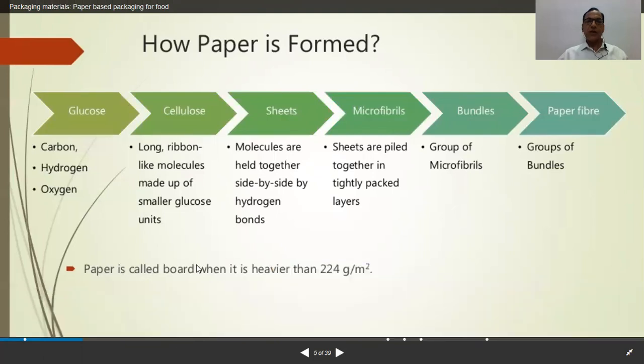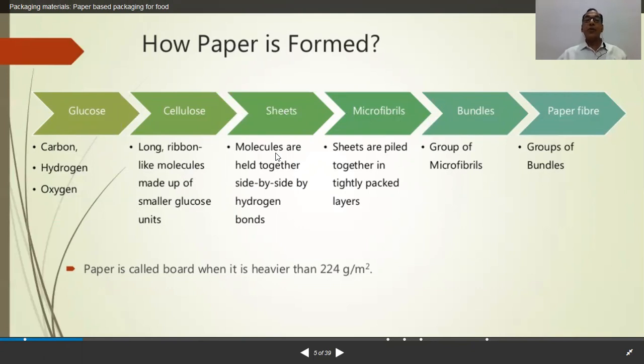So see here the process. This glucose is converted to cellulose. Cellulose is converted to sheets. Sheets are converted to microfibrils, and then bundles, and then paper fibers. So what is happening? Carbon, hydrogen, and oxygen are converting into cellulose, which is long ribbon-like molecules made of smaller glucose units.